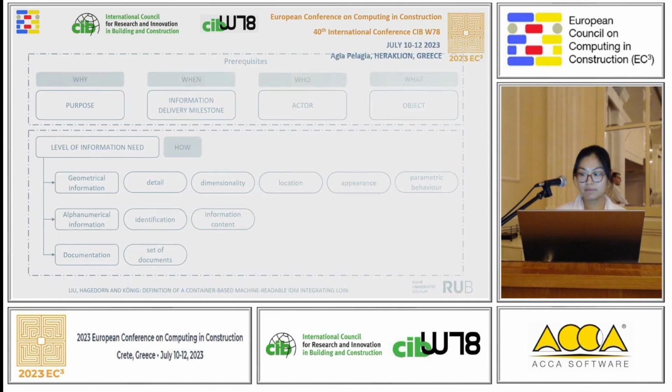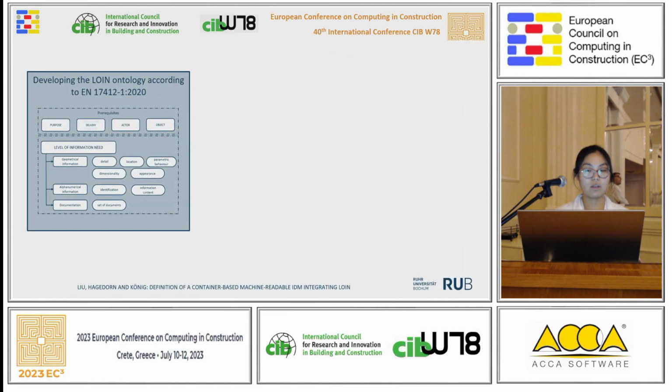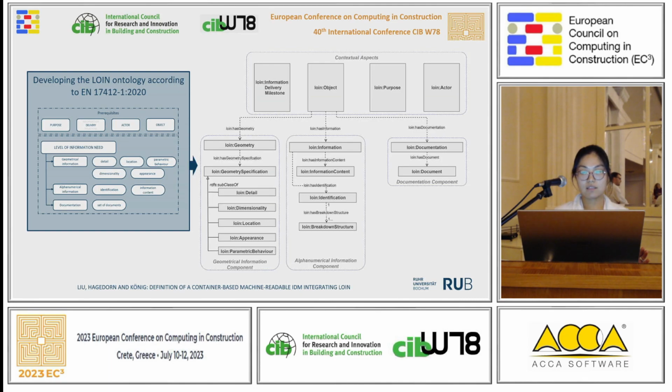So based on the LOIN, the ontology classes are defined to reflect the main concepts of this standard. The contextual terms are defined with 4 classes, like information delivery manual, object, purpose, and actors. The 3 aspects for defining the information need, here the geometry information, are associated with a to-be-exchanged object using the object properties has geometry, has information, and has document.